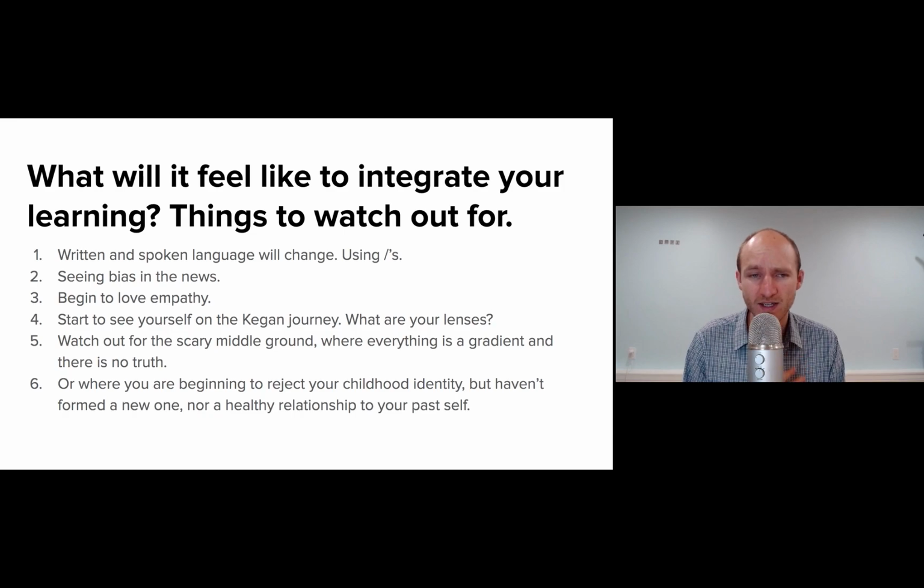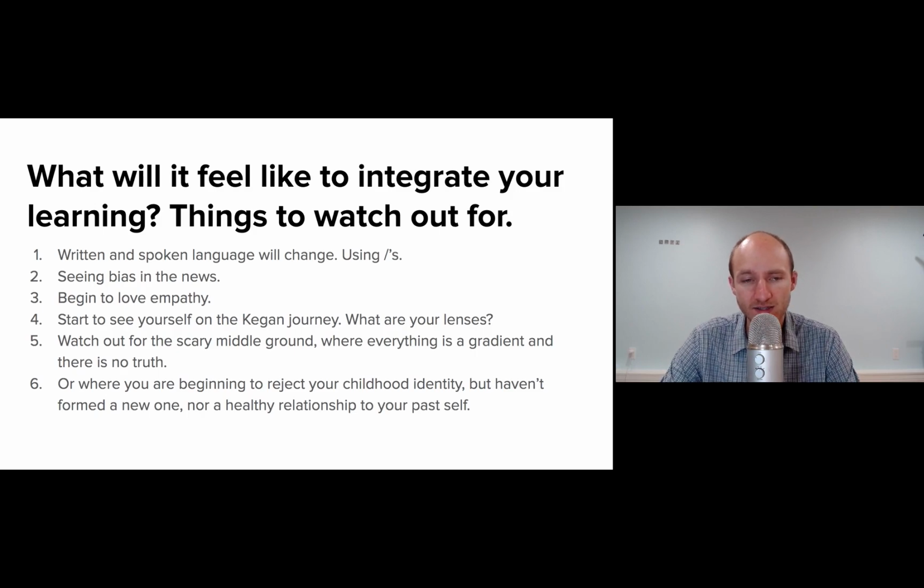And as a warning, as you start to do that, you should watch out for the scary middle ground. One of which is, everything is a gradient and there is no truth, where you're consuming things from the internet or talking to people and you're like, well, both sides, blah, blah. You see all things as gradients without really searching for and thinking about the truth. You can get into this mode where you're just like, everything's a gradient and there is no truth, so whatever. So that's a scary place.